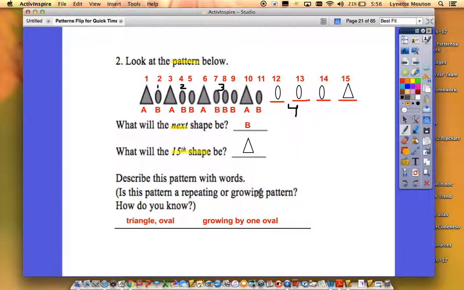This question asks if it's a growing or repeating. We've already established that it is a growing because we're putting more ovals in each time. And the pattern is triangle oval, and we're adding an oval each time. It's growing by 1 oval.